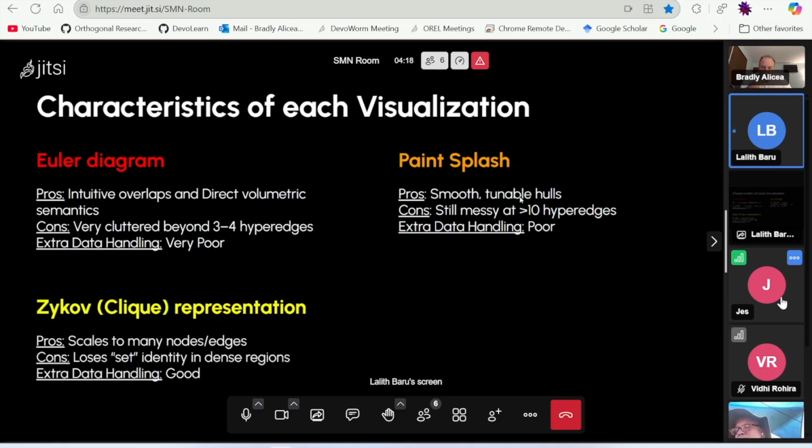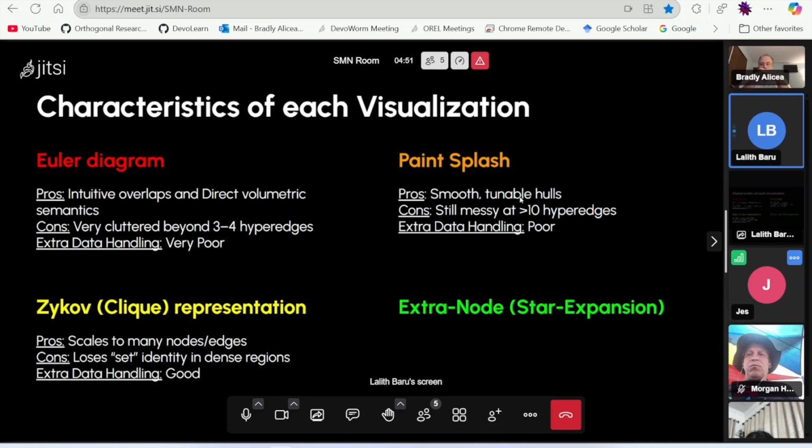Whereas the clique or Zykov type of representation can scale to so many edges. But the major disadvantage is that when we have dense regions, the identity gets overlapped and it loses its set identity. By set identity we mean its uniqueness. Suppose there's a unique edge between V1, V2, V3. When there are dense regions, they might overlap and we lose the actual identity.